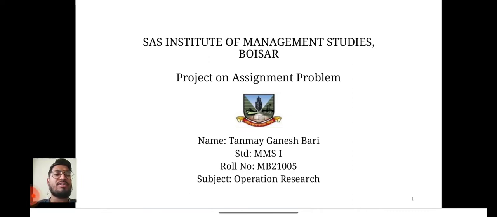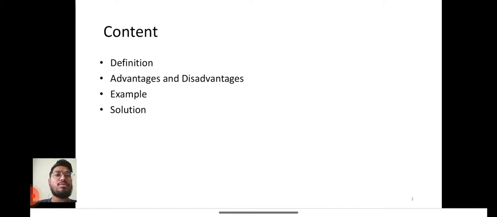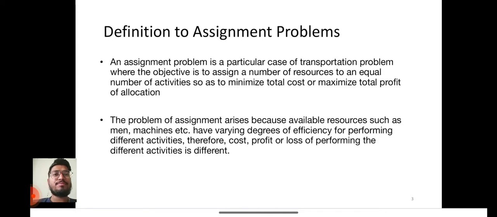My today's subject of presentation is Operation Management, and my topic is Project on Assignment Problem. So now let's start with the presentation. Content: definitions, advantages and disadvantages, example and solution. So now let's start with the definition process.